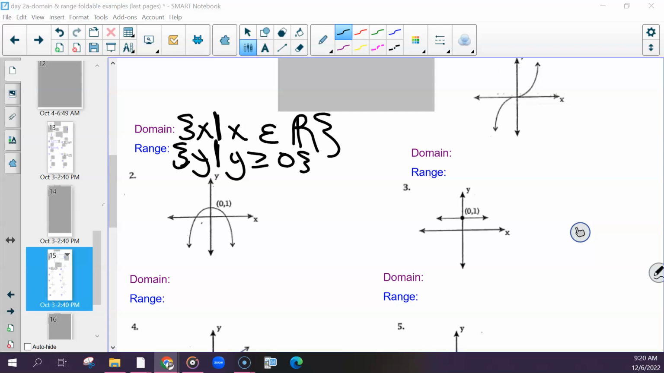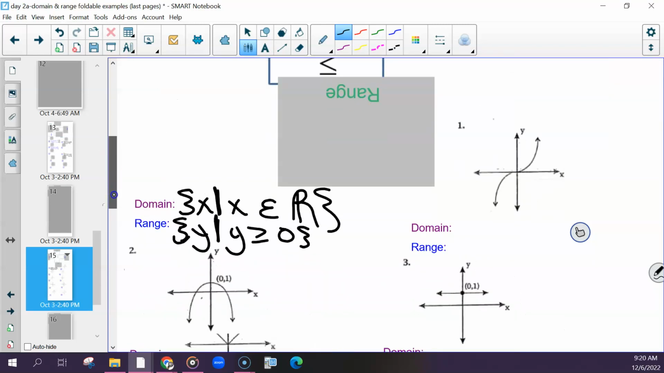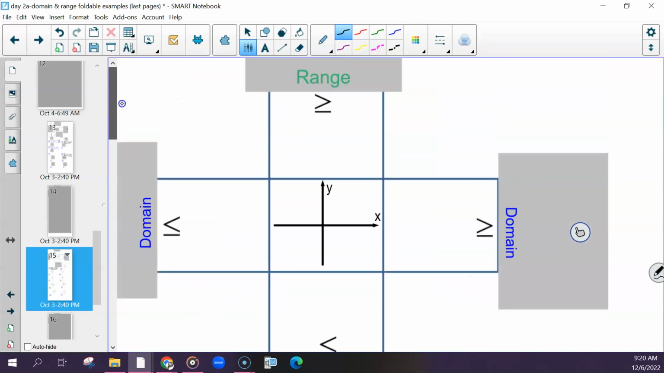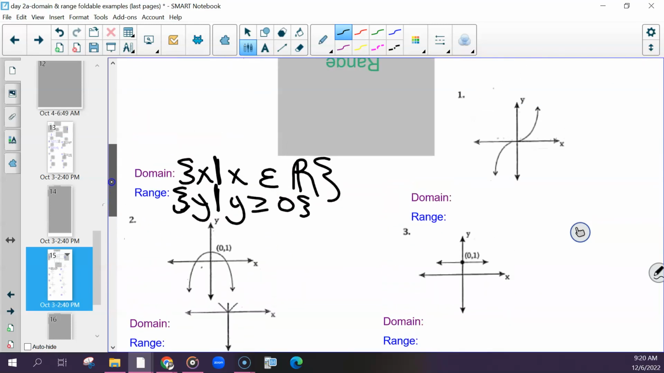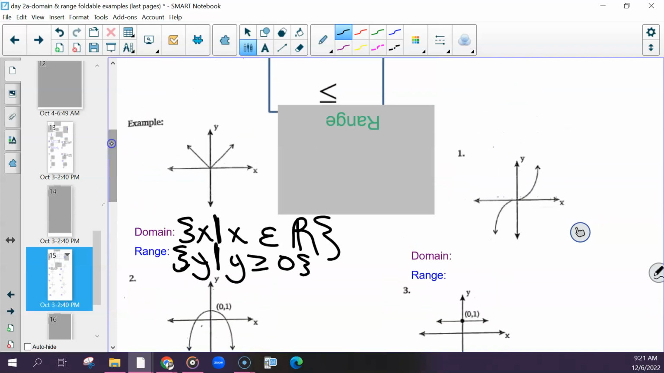Do that if you haven't already. Cut out example 1. I'm sorry, cut out number 1. This one you don't have to put in the foldable. You can straight go ahead and glue it down.